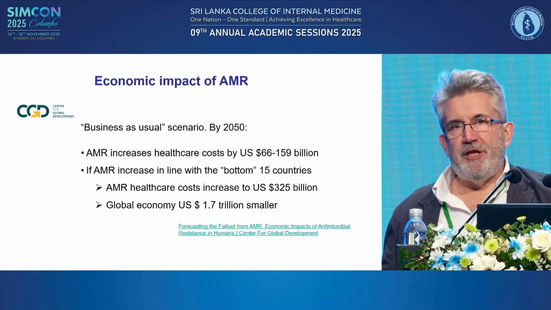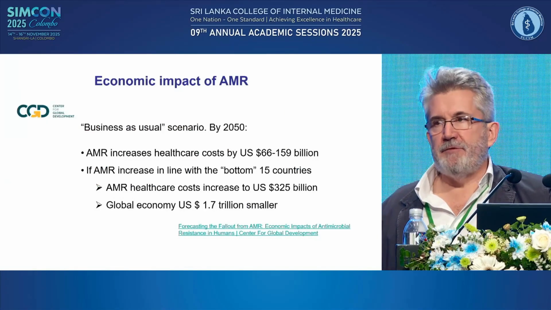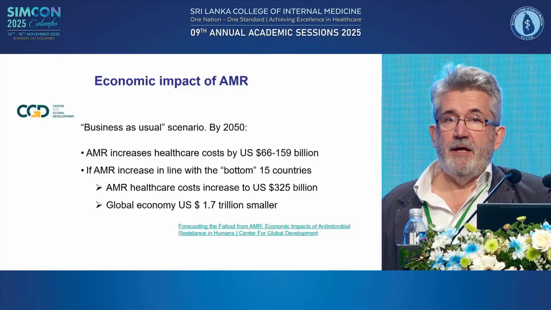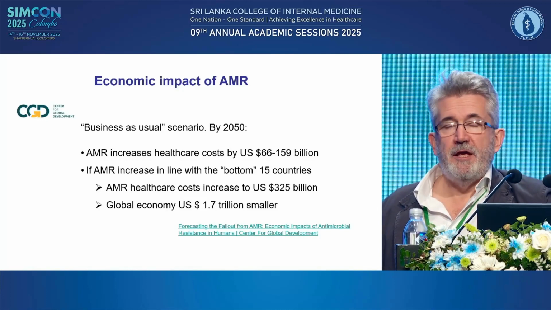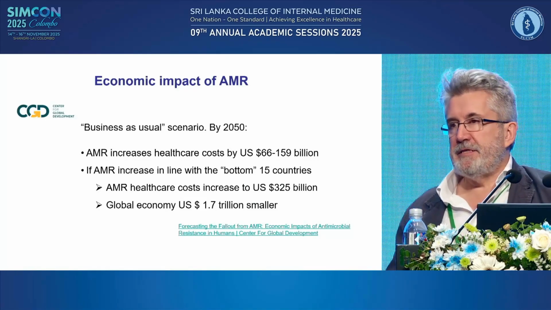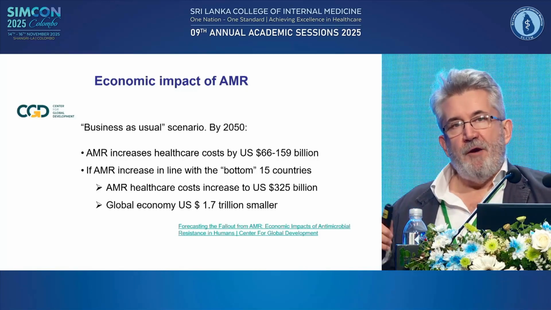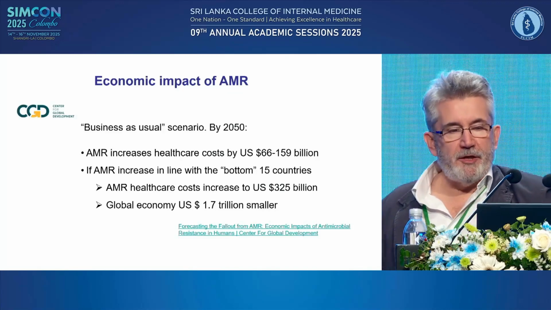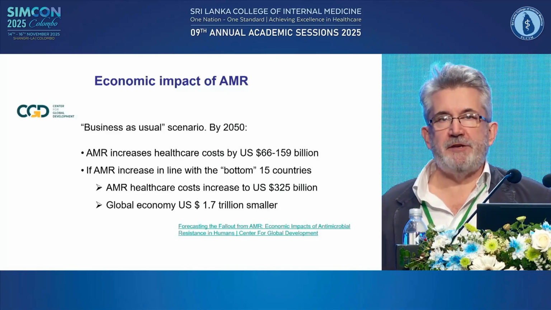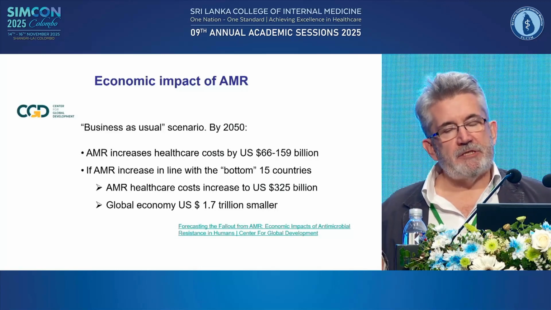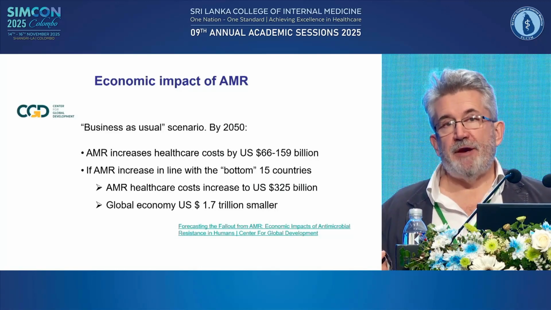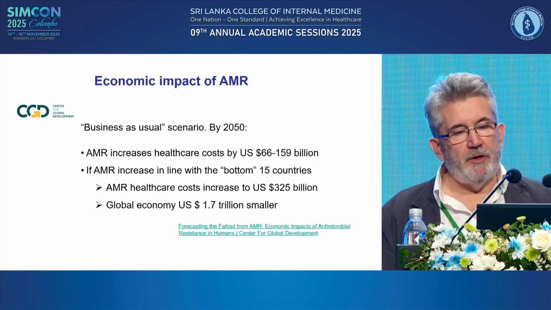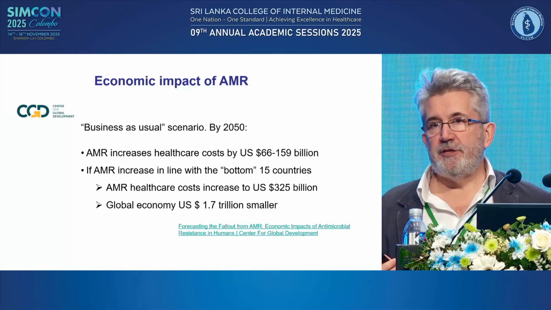And I thought twice about putting in these slides about the economic impact of AMR, because it's already here. It's already having a devastating effect, I would say, on healthcare and health costs. But the economic effect is important because it makes the rest of the world wake up to what antimicrobial resistance is going to do to global economies. So it's estimated that in the worst scenarios, AMR is going to cost healthcare an increased $325 billion a year. And that's going to lead to a shrinkage of the global economy by $1.7 trillion.